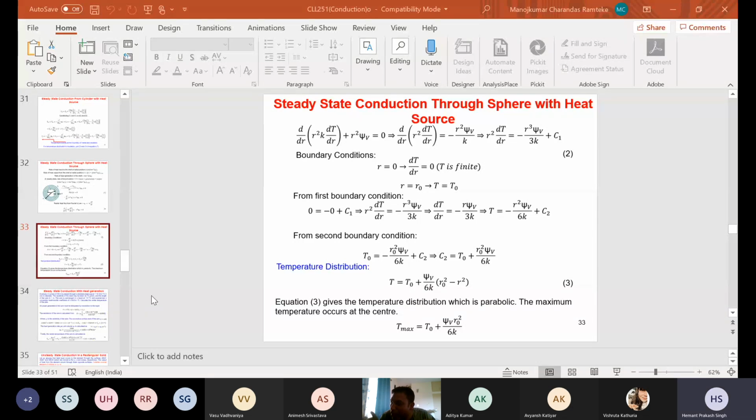Psi v is going to remain constant because that is the volumetric rate of heat generation. So if you reduce the volume by reducing the radius, then the total amount of heat generated till that radius is also going to reduce, because the total volume you are accounting is less, but psi v is constant. Psi v is not varying along the radial direction. Is it clear?